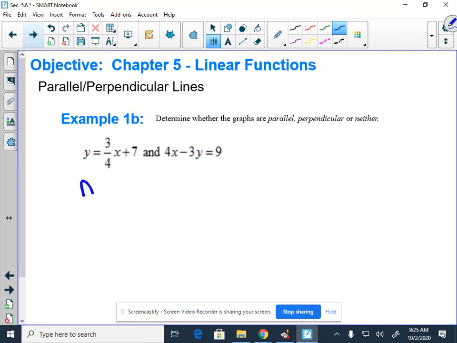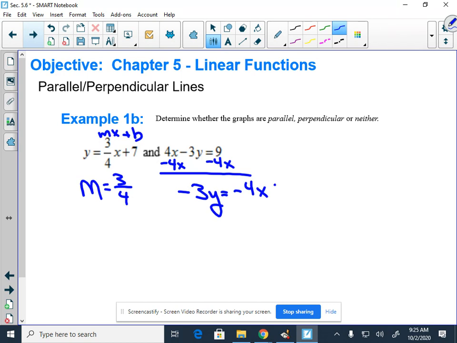This one, we already know m. M is 3 divided by 4, because it's mx plus b, so we're just identifying m. The other one, we got to do a little work. So we have to put this in the correct form, so I'm going to subtract 4x first. We get negative 3y equals negative 4x plus 9.